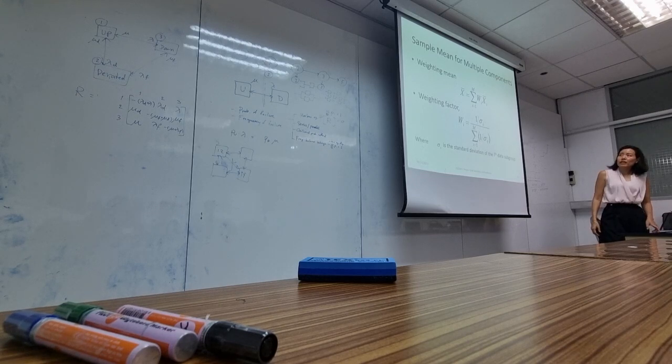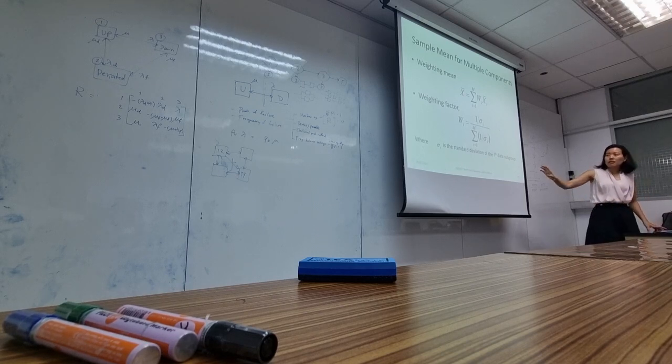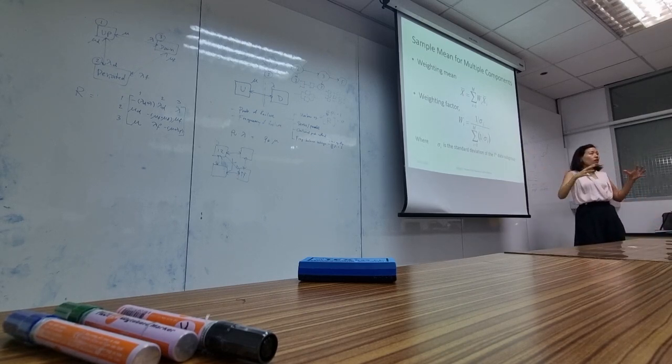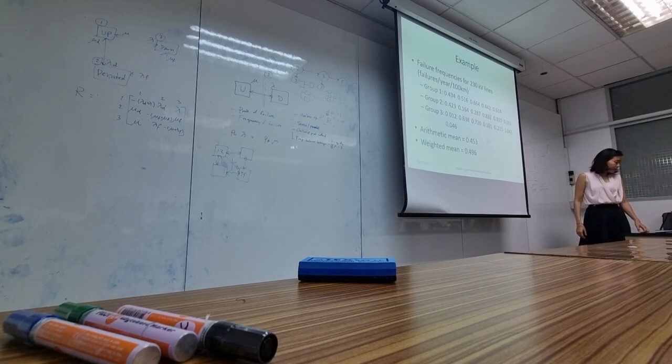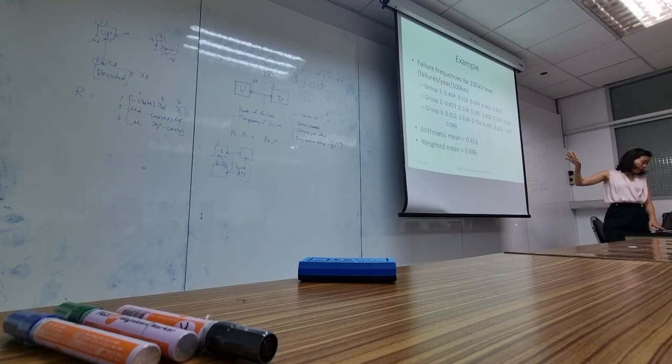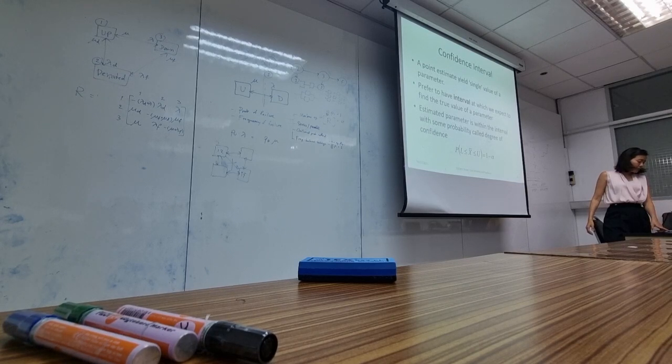When you have different groups of data, you might have the weighted average. The weighted average can be derived from the standard deviation, of how the data that you collect has been spread out within the group itself, so that you can have a more representative value. So if you get the failure frequency for different groups, you can find the average mean, arithmetic mean, or the weighted average. That would represent it better.